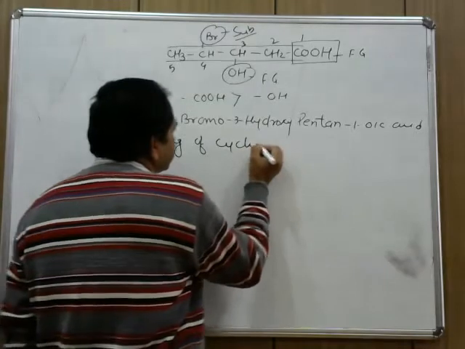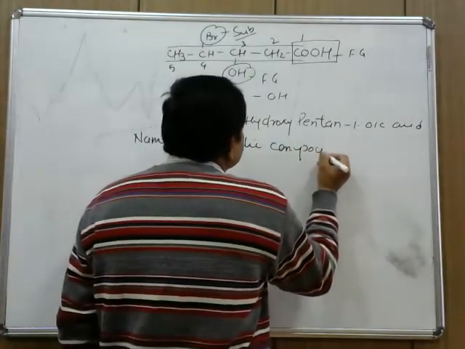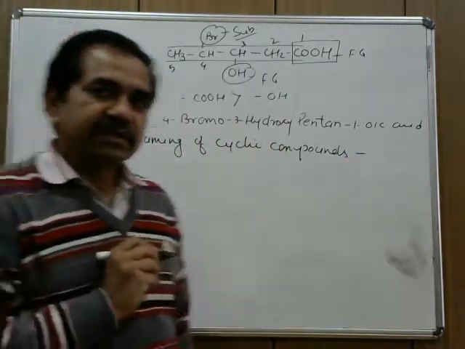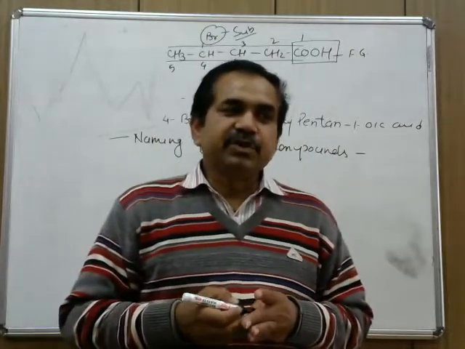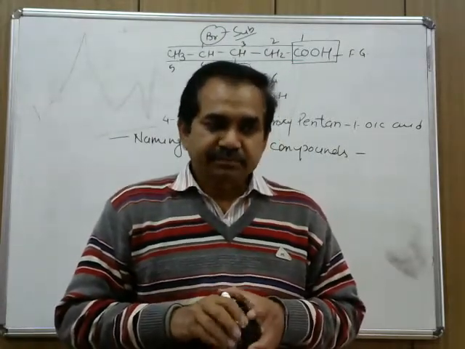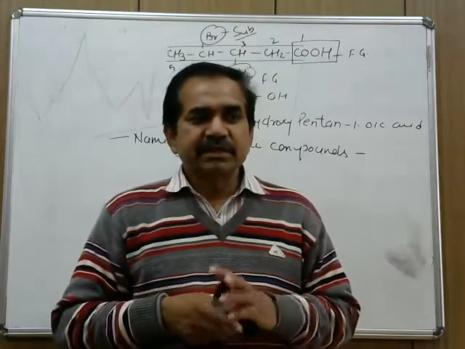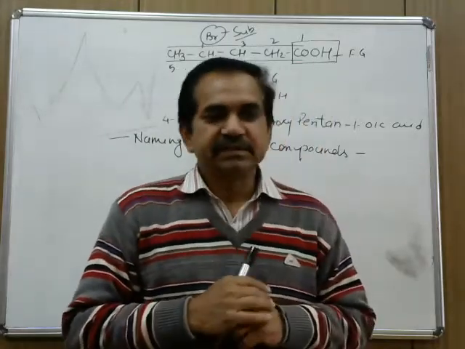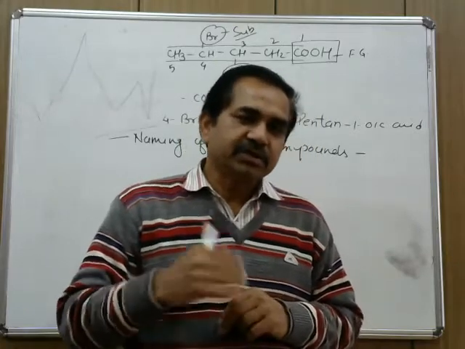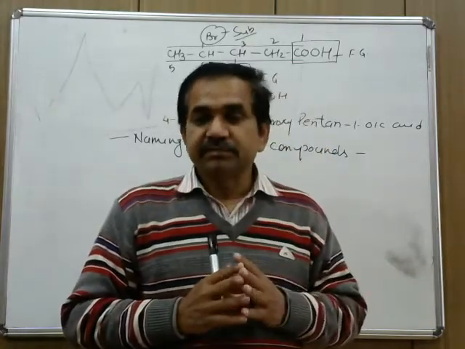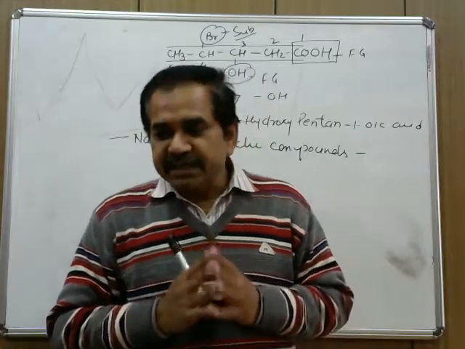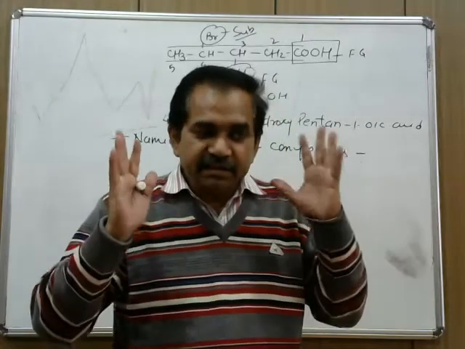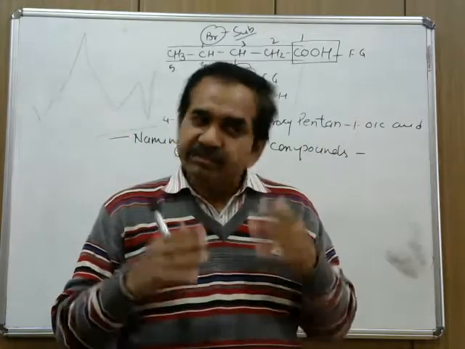Naming of cyclic compounds. In the very beginning of this module, I told you that all organic compounds are classified into two categories. One is open chain compounds or acyclic compounds, and the second is cyclic compounds or closed chain compounds. Even for the naming of these cyclic compounds or closed chain compounds, all the rules remain the same.